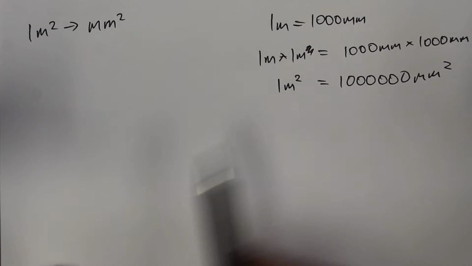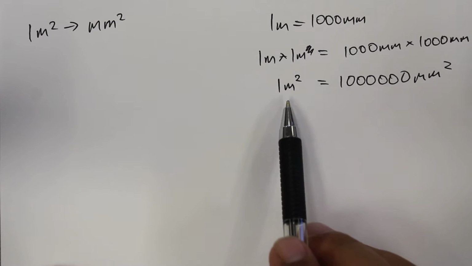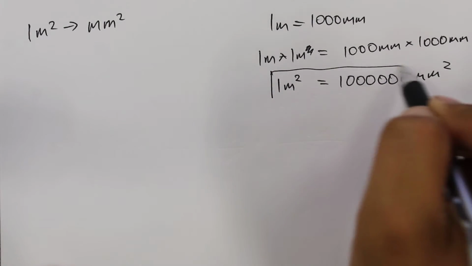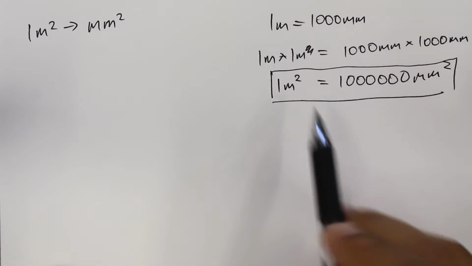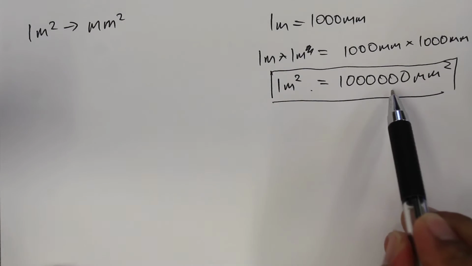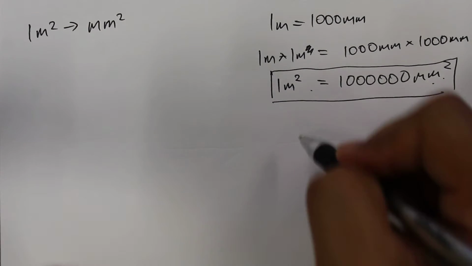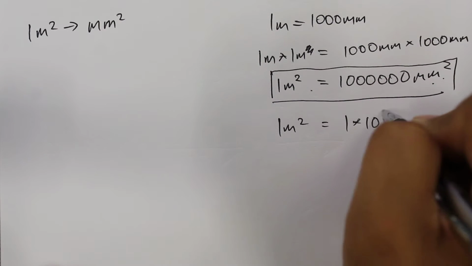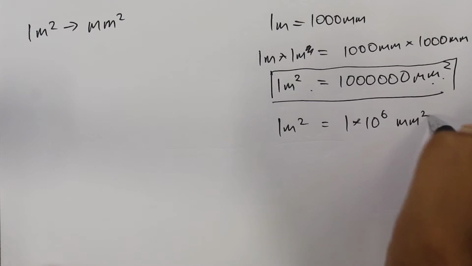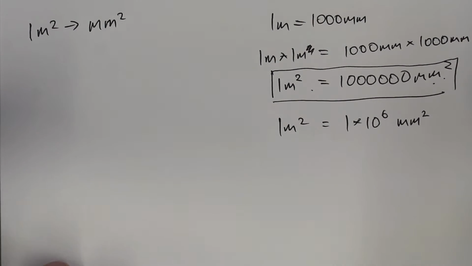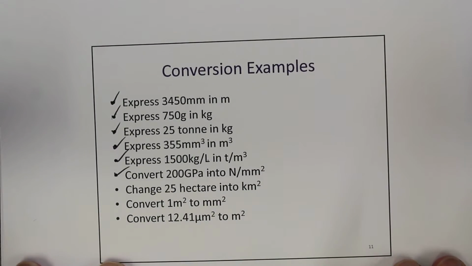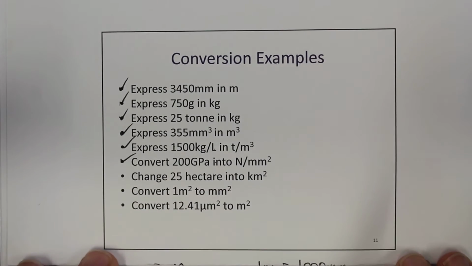Alright, so next thing, we can directly substitute that. Actually, this is our answer. So now we've got 1 meter squared is equal to a 1 with 6 zeros, millimeters squared. We could write this answer as 1 meter squared equals 1 times 10 to the 6 millimeters squared. Okay, and the third question which we have here is to convert 12.41 micrometers squared into meters squared.